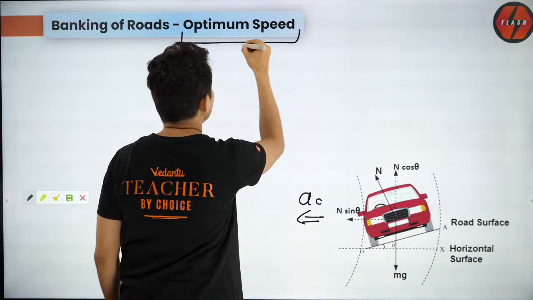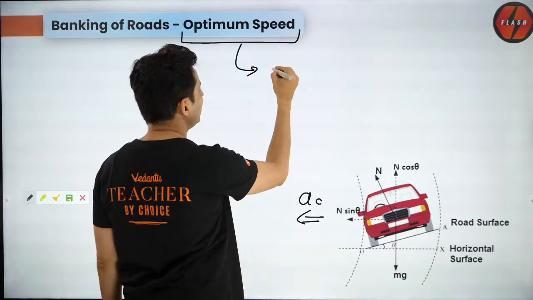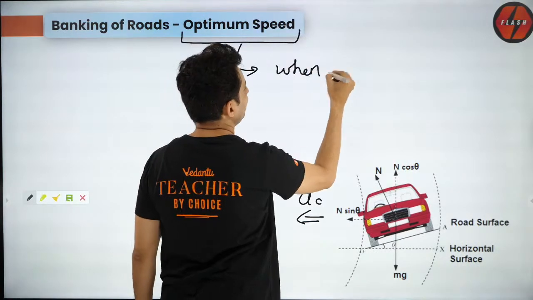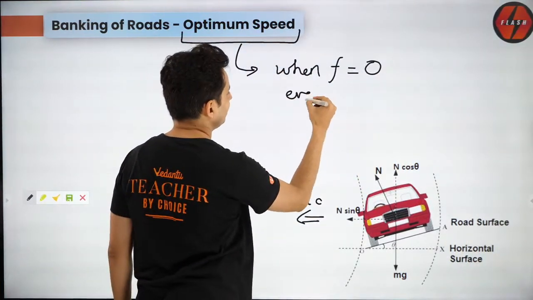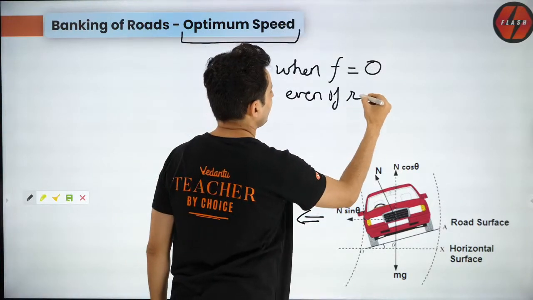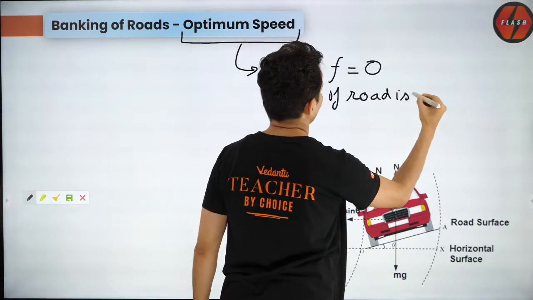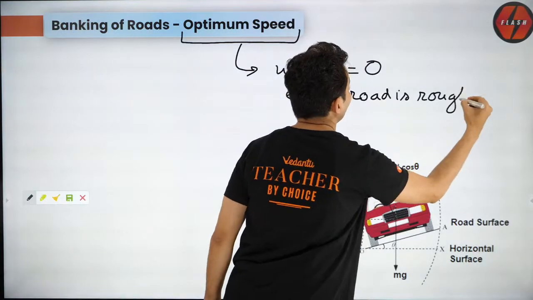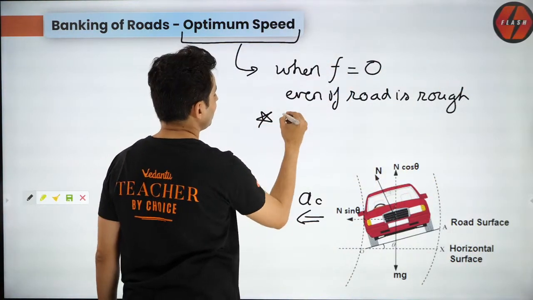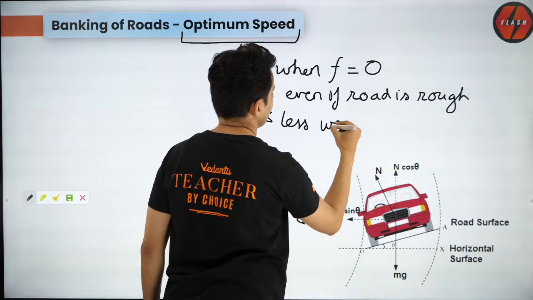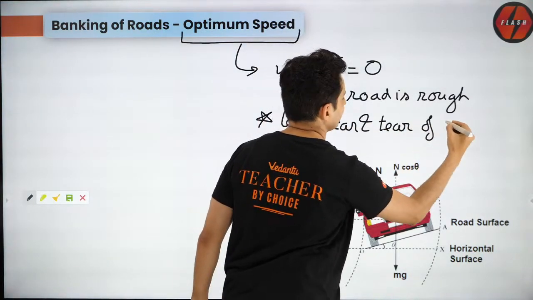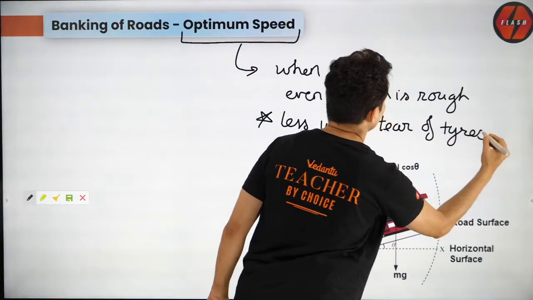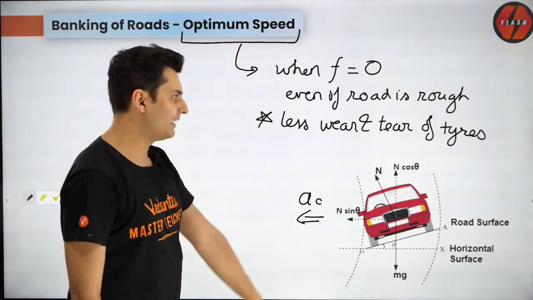Do you know what is optimum speed? Optimum speed is that speed when friction acting is 0. Even if the road is rough, and when friction acting is 0, there is very less wear and tear of the tires. So that is why it is called optimum speed.